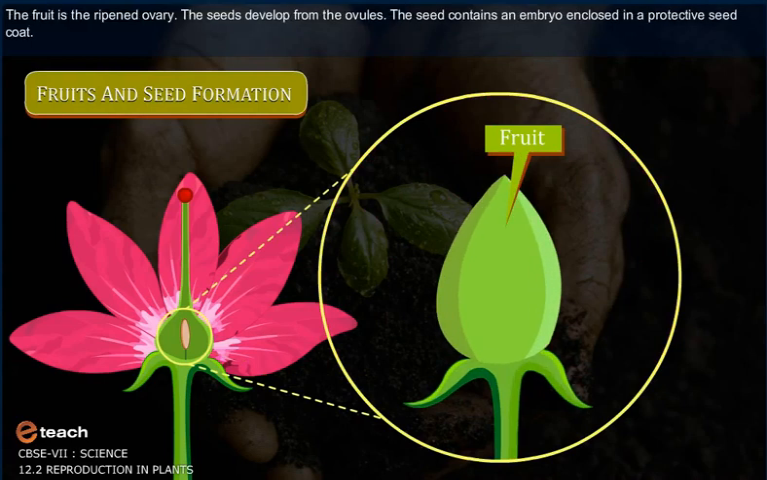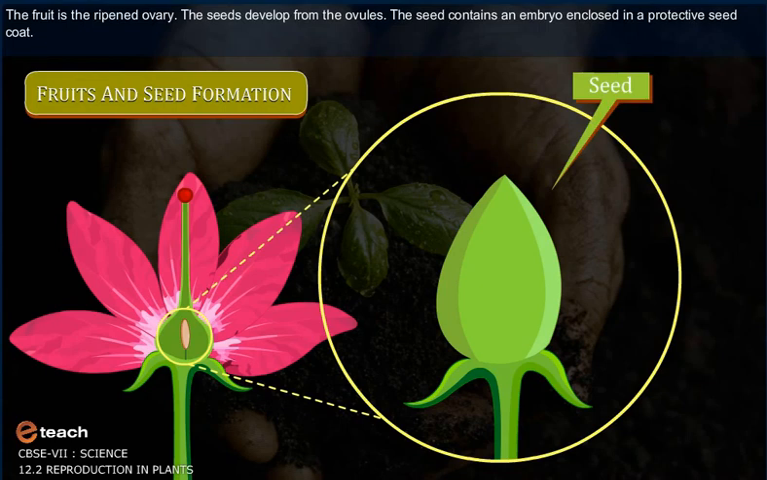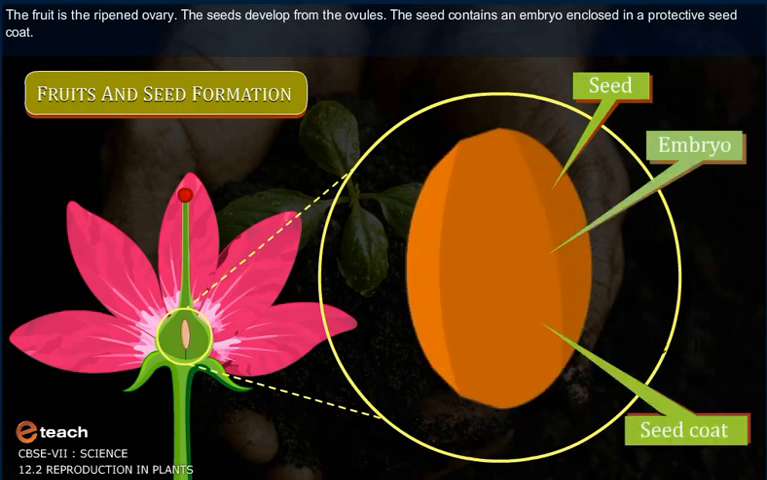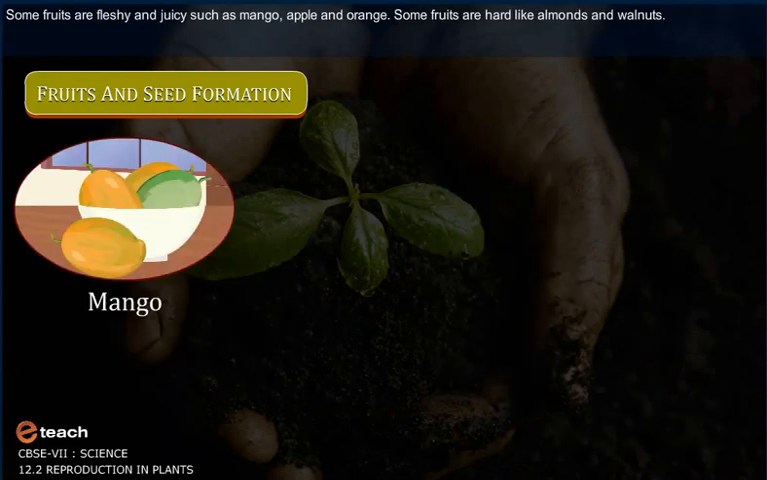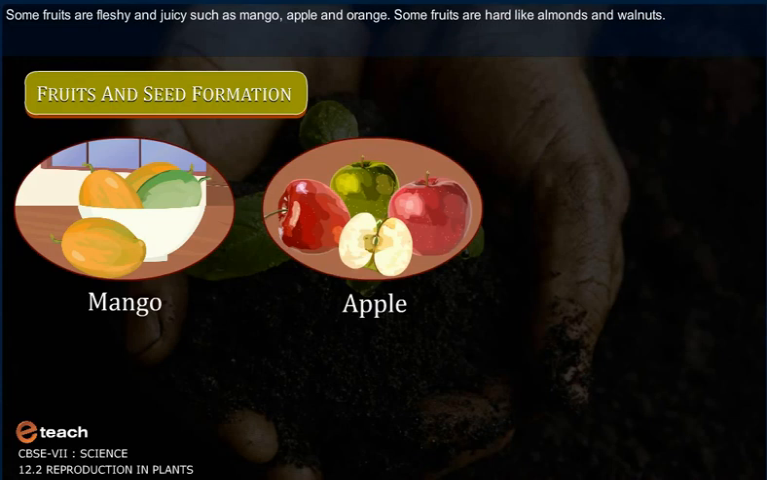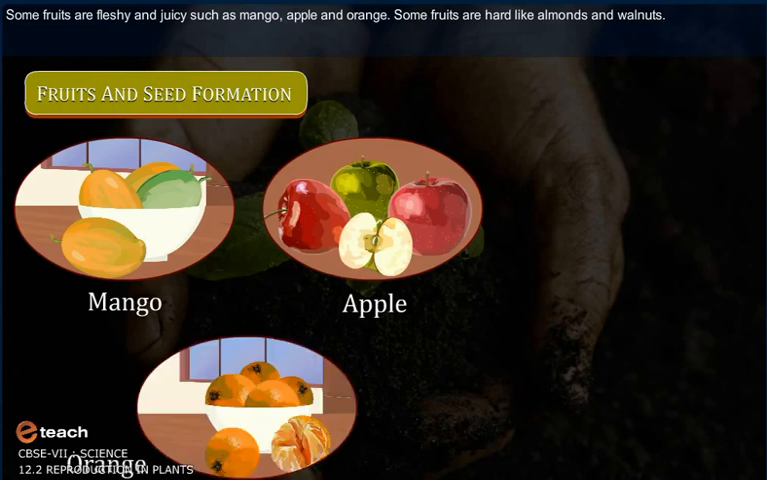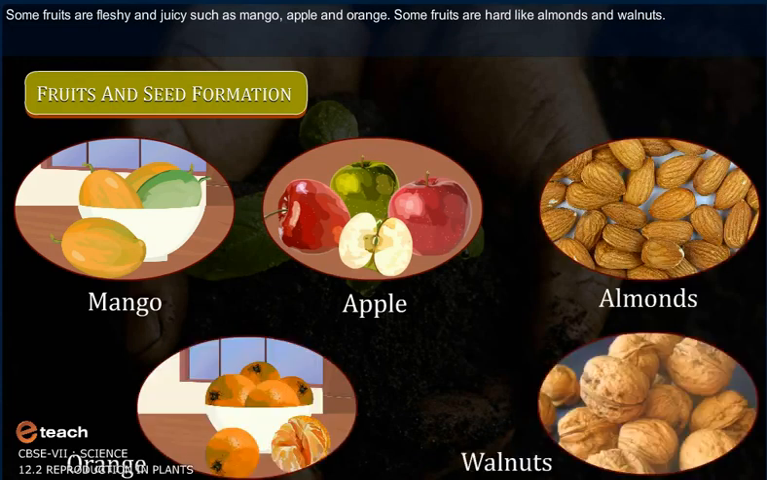The fruit is ripened ovary. The seeds develop from the ovules. The seed contains an embryo enclosed in a protective seed coat. Some fruits are fleshy and juicy, such as mango, apple, and orange. Some fruits are hard, like almonds and walnuts.